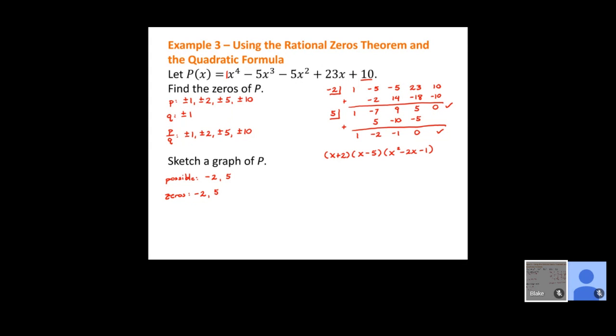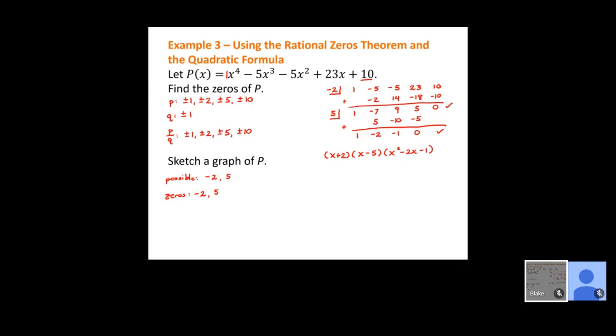Now, at that point, we could try factoring the x squared minus 2x minus 1. Now, here's what I'm going to tell you. The only factors of 1 are 1 and 1. But because it's a negative 1, we know 1 would need to be positive, 1 would need to be negative. That's not going to give us a negative 2x. So this thing down here actually does not factor any further. So we've got our zeros now of negative 2 and 5.